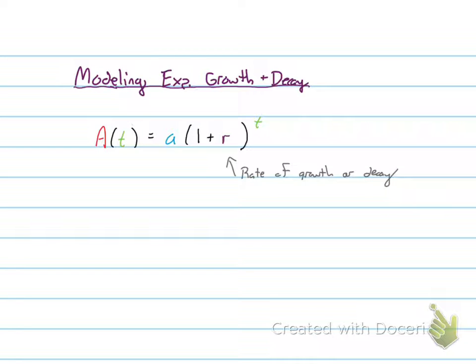Notice here that this isn't necessarily our base. So if we have growth, we're going to be adding an r value. If we have decay, we have a negative number, we're going to subtract that. And finally, A of t represents the amount after t time periods.